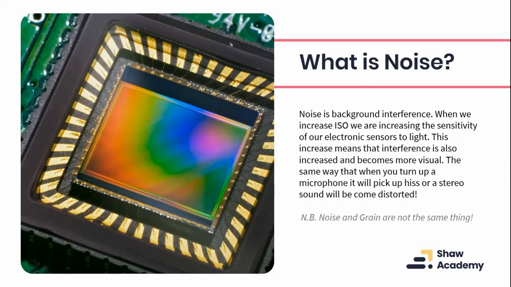This is why we aim to keep our ISO as low as possible, to reduce the amount of noise within the image. Now, just a quick note: noise and grain are not the same thing. Grain is something to do with film, and is an aesthetic choice as well as a technical choice. Grain is all to do with film emulsion. Noise is very much a digital artifact and is not necessarily aesthetically pleasing in the same way that grain is.